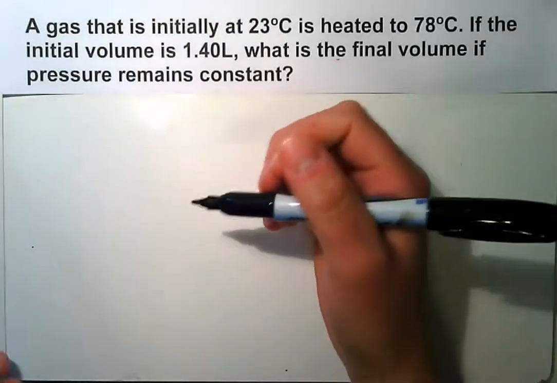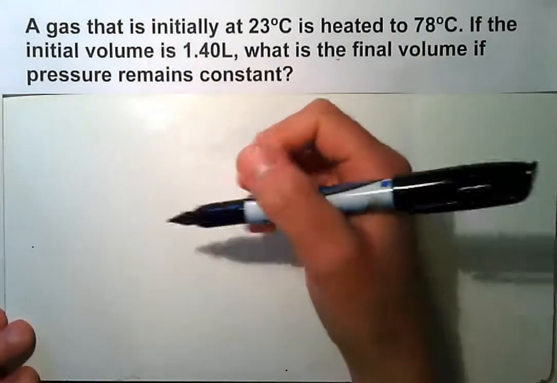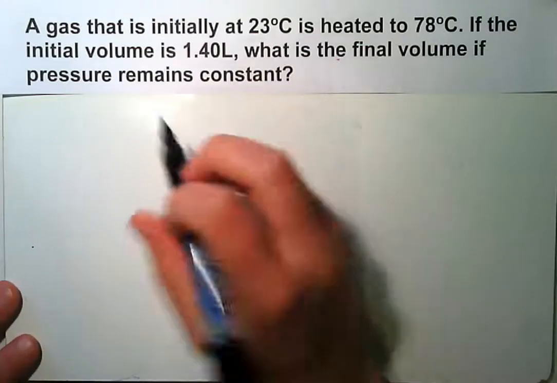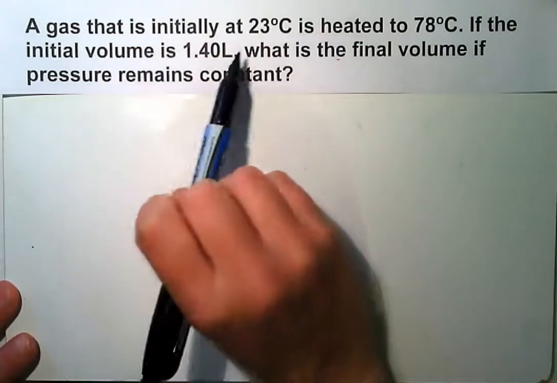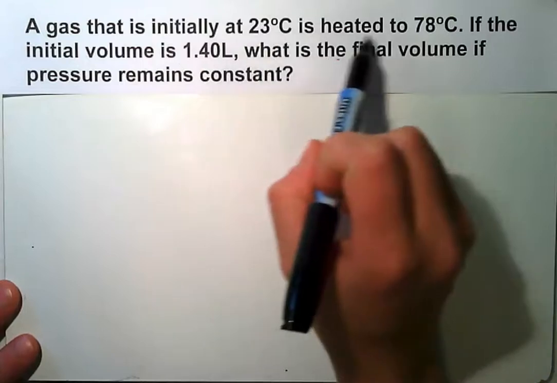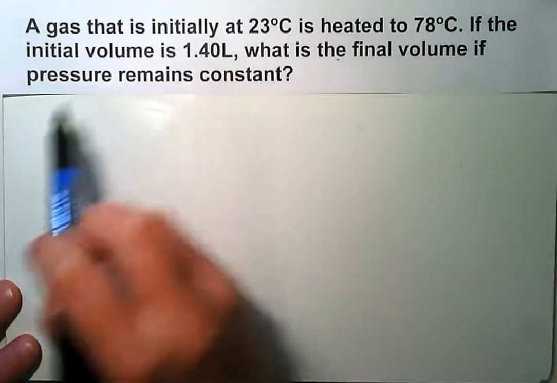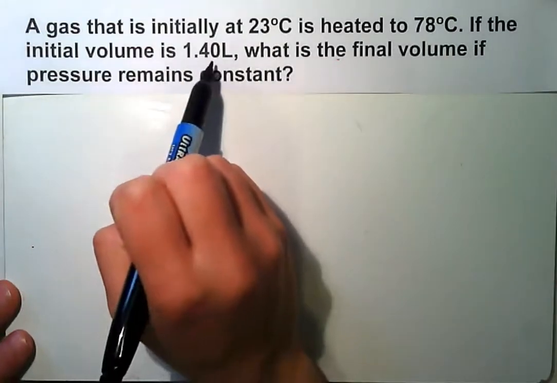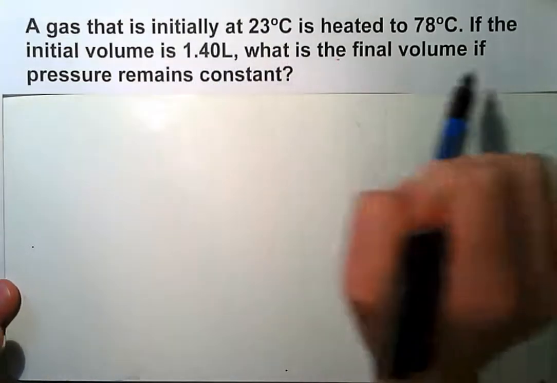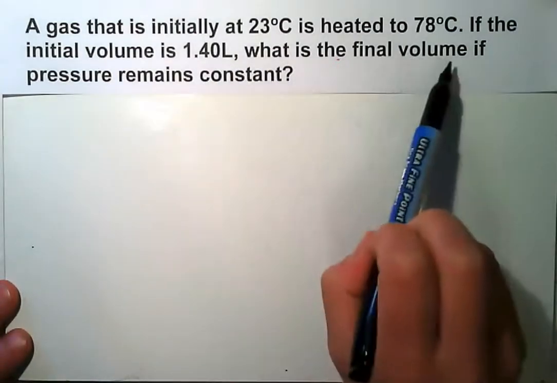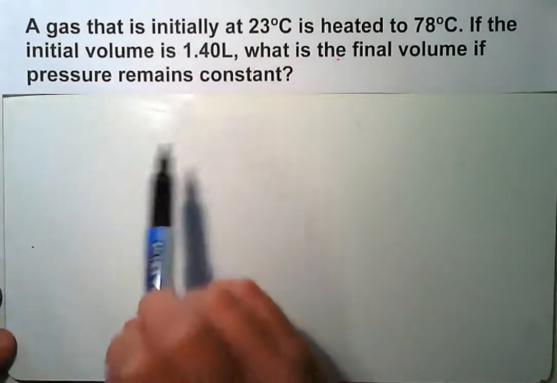Okay, so this time we're going to look at a Charles's Law problem. It says a gas that is initially at 23 degrees Celsius is heated to 78 degrees Celsius. If the initial volume is 1.40 liters, what is the final volume, assuming the pressure remains constant?